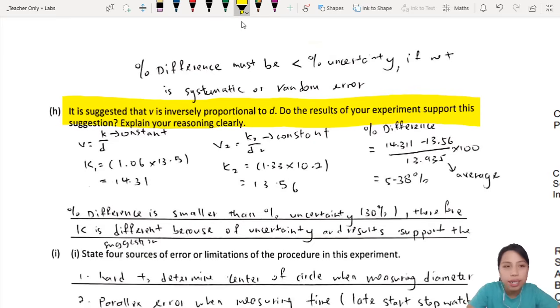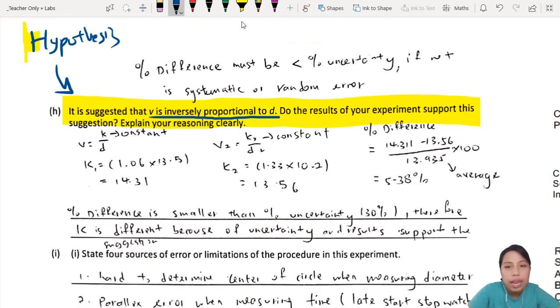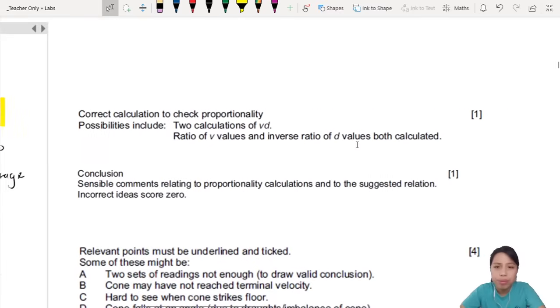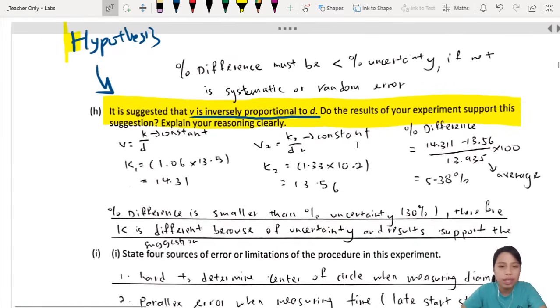What they just did here is they proposed a hypothesis, a suggestion. So, what's the hypothesis? V is inversely proportional to D. And they ask you, do your results support this hypothesis or not? So, based on your experiment, is V inversely proportional to D? How do you know? This is a very short 2-mark question. Sometimes 3, 1 or 2. Okay, so this one is a 2-mark question.